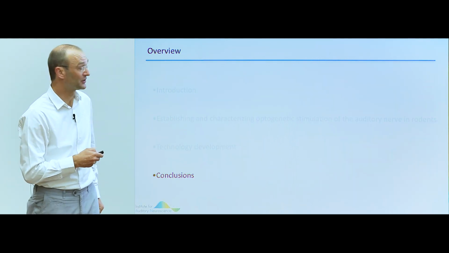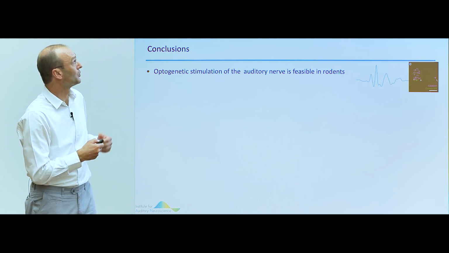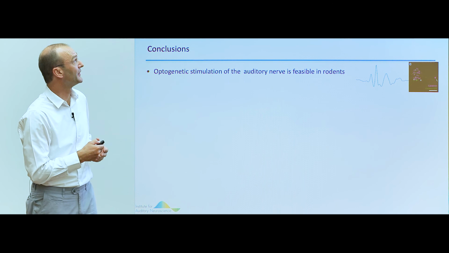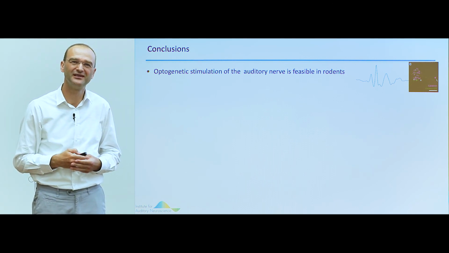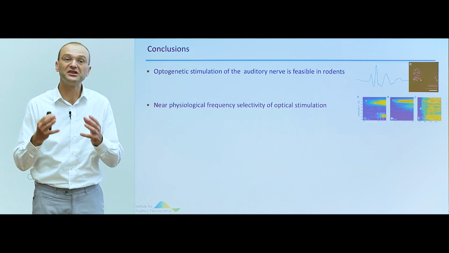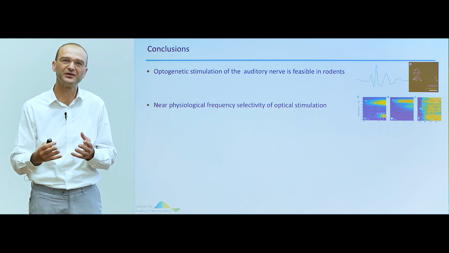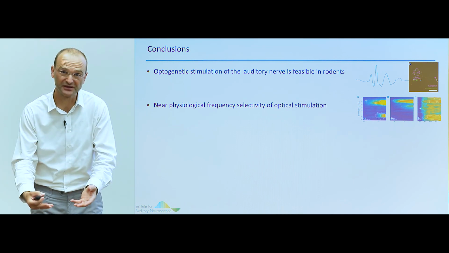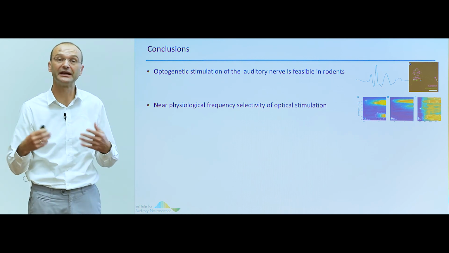With this, I'd like to conclude. And I would like to state that we demonstrated in rodents that optogenetic stimulation of the auditory nerve is feasible. I think I could convince you that we reach better frequency selectivity using optical stimulation than we can achieve with electrical stimulation. In fact, it gets actually pretty close to the natural hearing.